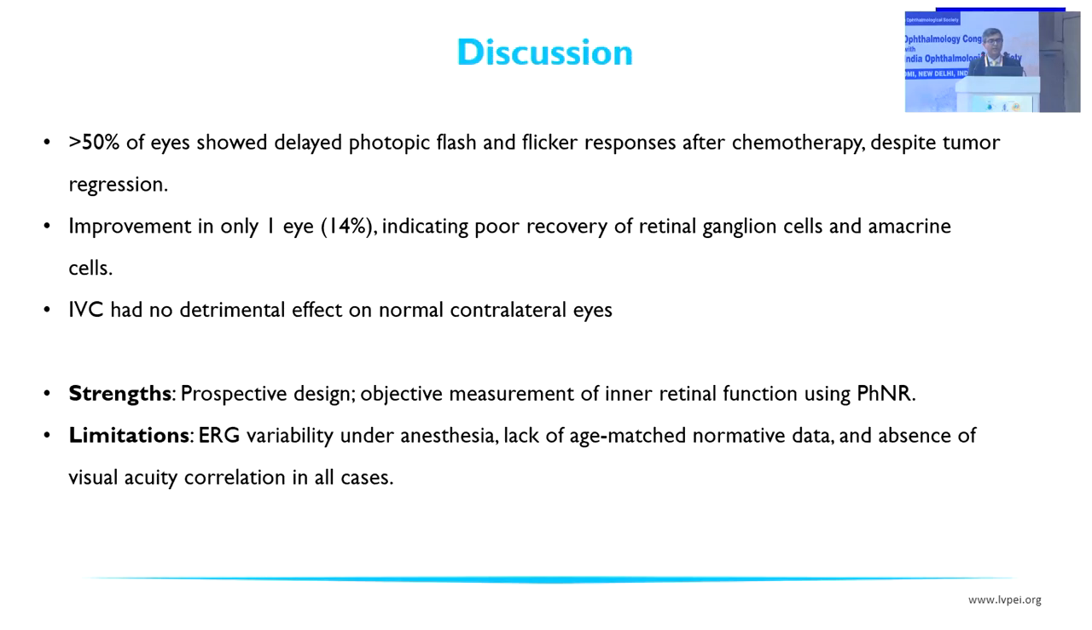In terms of discussion, more than 50% of eyes showed delayed photopic flash and flicker responses after chemotherapy, despite tumor regression. There was improvement in only one eye, indicating poor recovery of retinal ganglion cells and amacrine cells, and intravenous chemotherapy had no detrimental effect on the normal contralateral eyes.